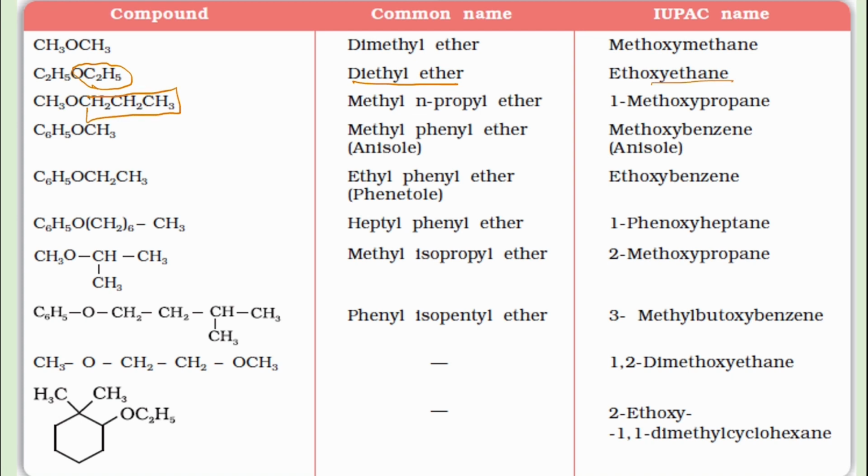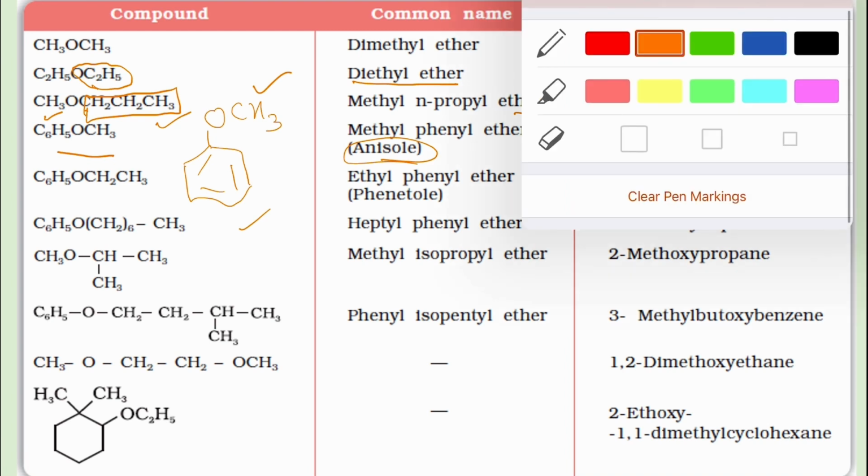Here you have 3 carbons in the bigger R group, so this is propane. And on the first carbon, you have OCH3, so it becomes 1-methoxypropane. Common naming: methyl, this alkyl group, on the other side n-propyl, and then put the word ether. This is how you write the common names for ethers. Then you have the next, C6H5OCH3. So this is benzene, C6H5, phenyl attached to OCH3. Methoxybenzene, and commonly it is called anisole, which is used in IUPAC also. Or you can call it methyl phenyl ether. Anisole is used in common as well as IUPAC naming for this particular compound.